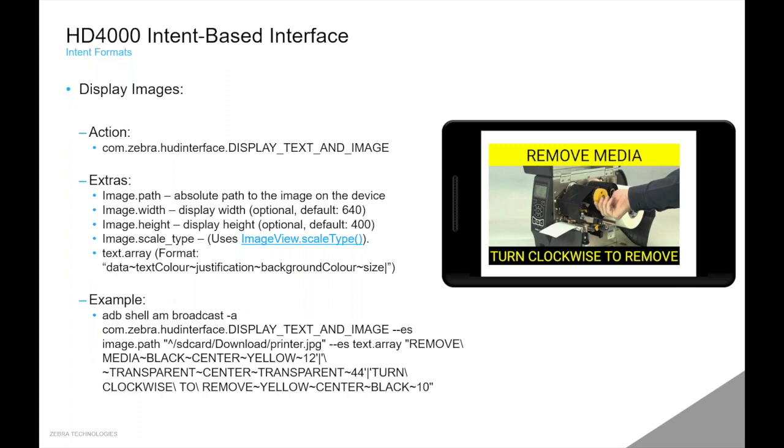You could also make it slightly more complicated if you wanted to. If you wanted to display 2 lines of text and an image as the background, you would do the same thing. But rather than using the verbose text extras, you would call the text.array extra. You would use the same format as you would when displaying text. You can see down here I pass through the text array. I've got my title in there, a transparent block in the middle, and then the final set of text down the bottom. So that's displaying text and images in a single intent.